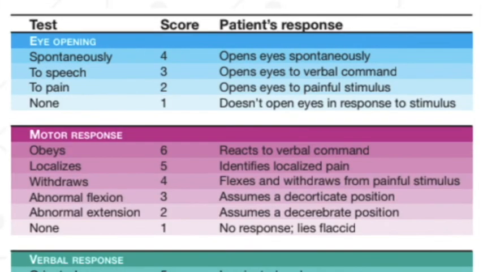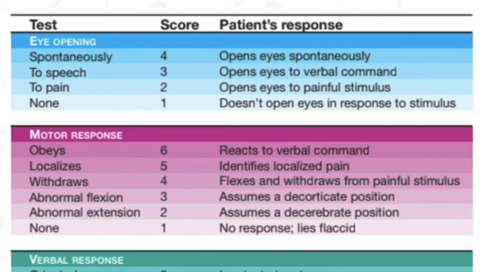So for our first category, which is the eye, when a patient opens eyes spontaneously, we give them a score of 4, which is the highest score. If the patient doesn't open their eyes spontaneously, you need to speak to the patient. If the patient's eyes open in response to the sound of your voice, then you score them 3.